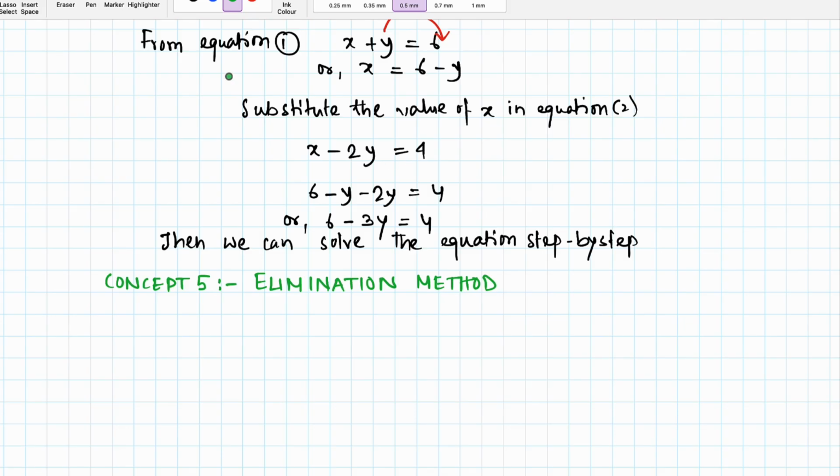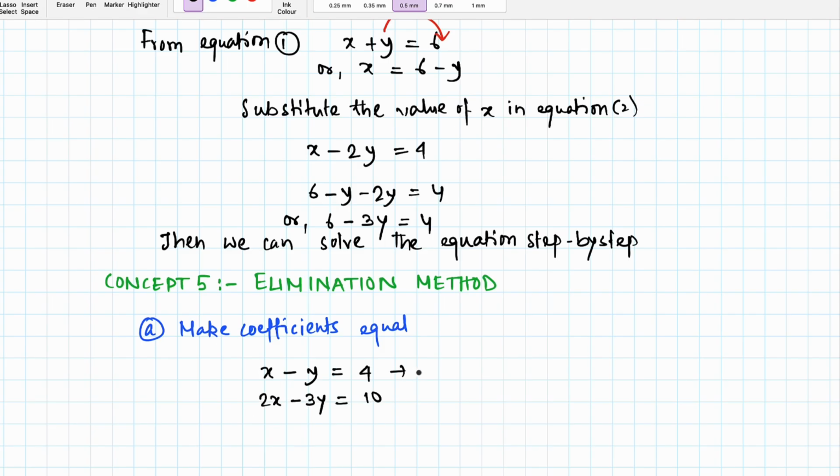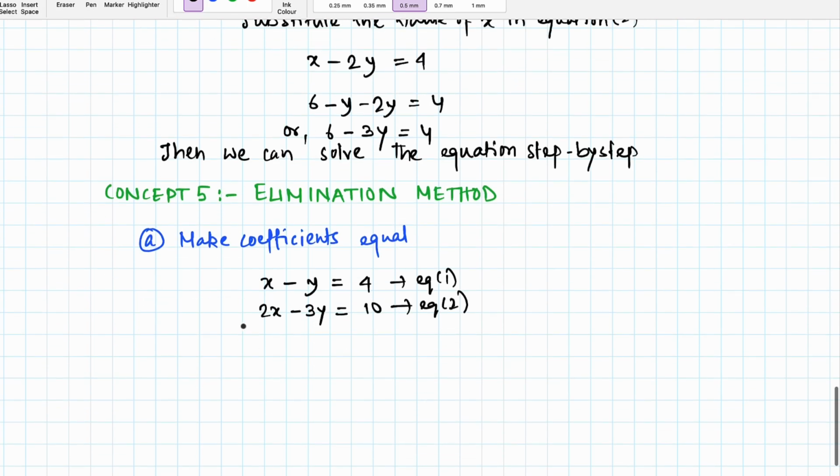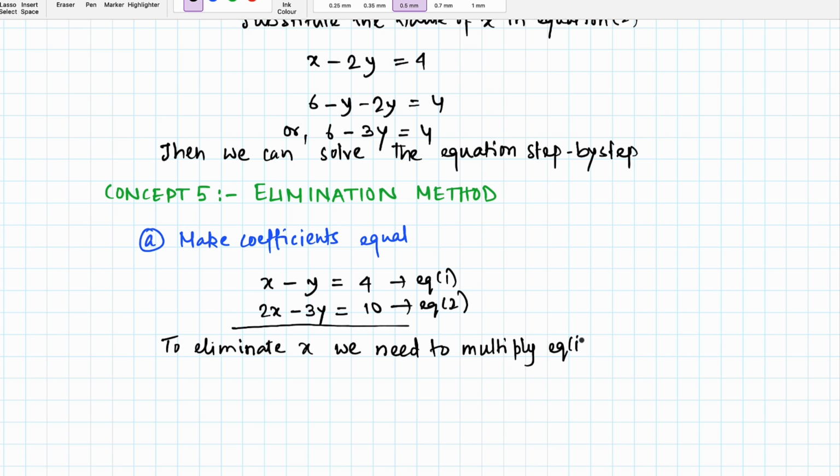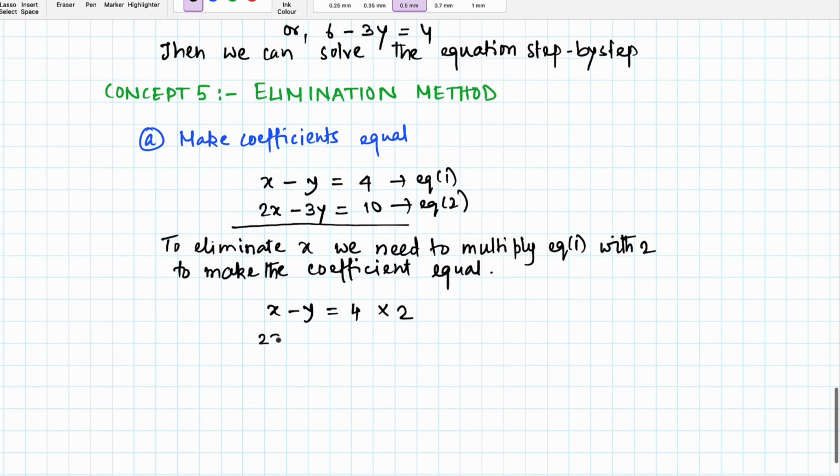Now concept 5, the elimination method, another very useful method often used to solve linear equations. Here we need to make the coefficient of one of the variables equal. For example, x minus y equal to 4 and 2x minus 3y equal to 10, equations 1 and 2. To eliminate x, we need to multiply equation 1 by 2 to make the coefficients equal. So x minus y equal to 4 times 2 gives 2x minus 2y equal to 8.